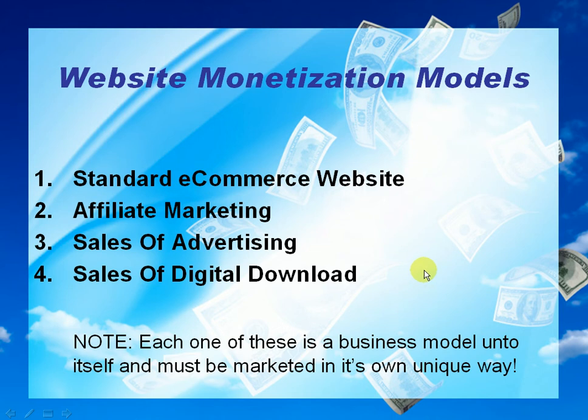Now note that each one of these is a business model unto itself. Each one of these is a unique business model in its own right, and therefore it must be marketed in its own unique way. So you wouldn't market an e-commerce website the same way that you'd market a digital download site, and likewise you wouldn't market an advertising-based website the same way that you would market an affiliate website. So it's important to understand that each of these must be marketed in its own way, and when we get into each of these in each video that corresponds to these, I'm going to be sharing with you how each of these types of business models are marketed.